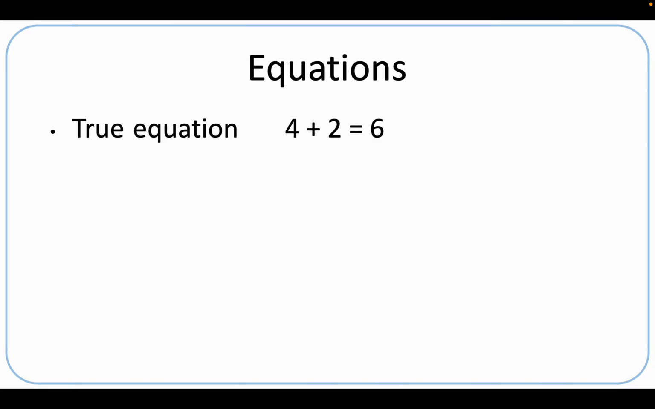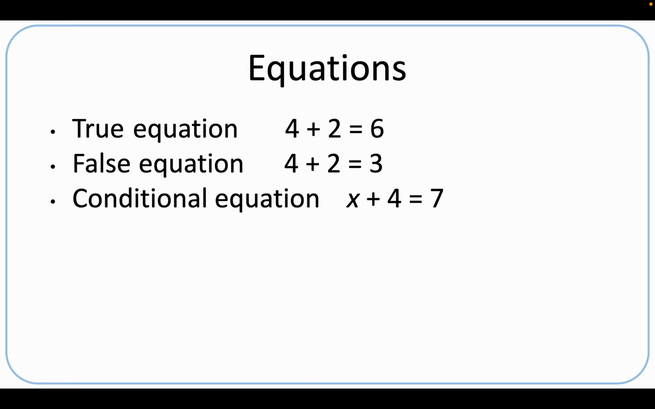So we have true equations like 4 plus 2 equals 6. Now it's pretty obvious what this means as opposed to a false equation, 4 plus 2 equals 3. So the true equation is when both sides of your equal sign are the same. And a false equation is when it obviously is not the same. 4 plus 2 does not equal 3, so that is a false equation.